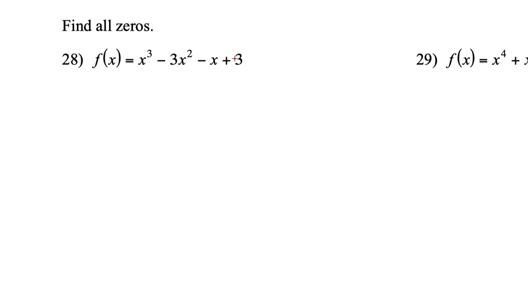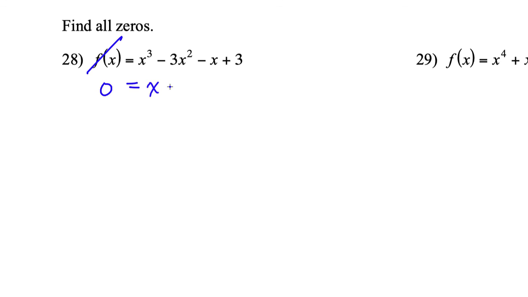Find all the zeros for number 28. Zeros mean I set this equal to 0. You substitute 0 in for the height. F of x is really asking, what is the height? What is the y-coordinate? And you say, oh yeah, the y-coordinate is 0. That's what it means to be a zero. If you don't know what zeros are, I talk about it up there on the poster by Oscar. This is 0 is equal to x to the power of 3.